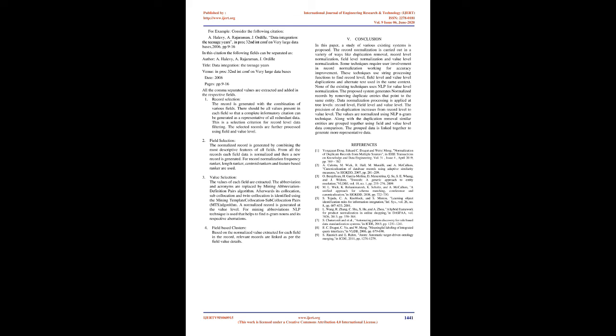The proposed system generates normalized records by removing duplicate entries that point to the same entity. Data normalization processing is applied at three levels: record level, field level, and value level. The precision of deduplication increases from record level to value level. The values are normalized using the NLP n-gram technique. Along with the duplication removal, similar entities are grouped together using field and value level data comparison. The grouped data is linked together to generate more representative data.